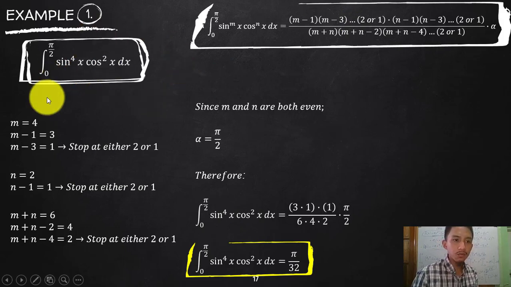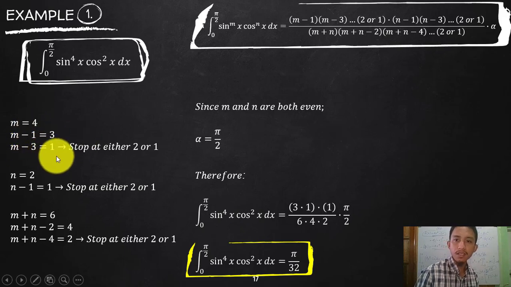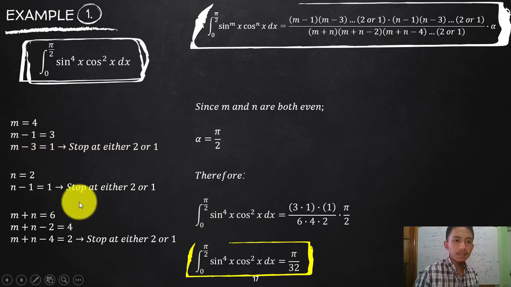So let's start with your m. If m is 4, m minus 1 is 3, m minus 3 is 1. So we already reached 1, so we stop. And then start with n, which is 2, subtract 1, that is 1. We already reached 1, so stop. By the way, here, do not say that it's 2 already, so stop. No. Even if you try to stop there, that will be the same. But our first multiplier for n is n minus 1, so we need to get that n minus 1, which is 1.